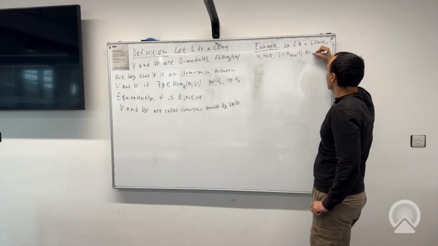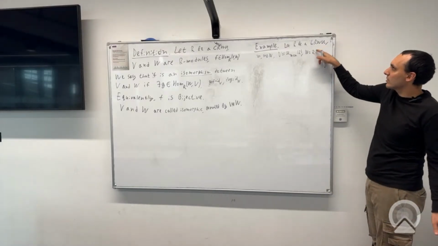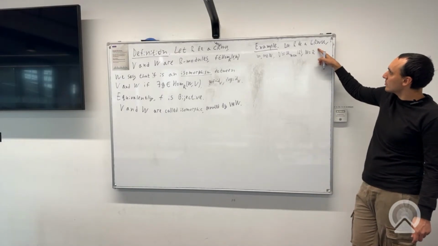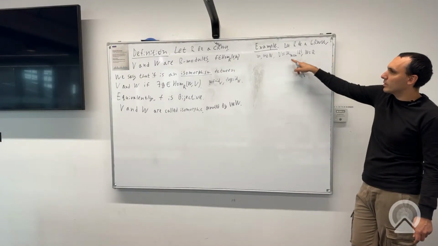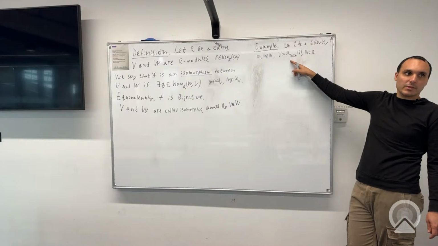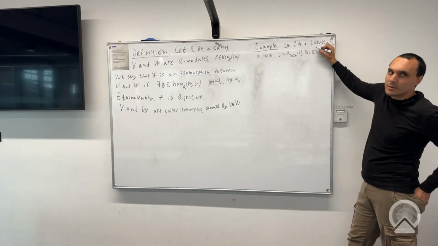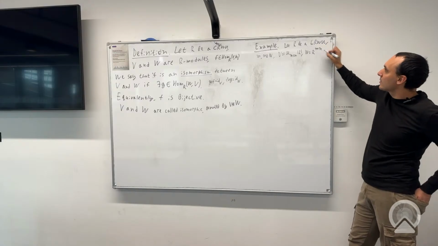and W is the, to what degree, how many dimensions should my space of tuples have to be isomorphic to the space of matrices? I have to put m times n.